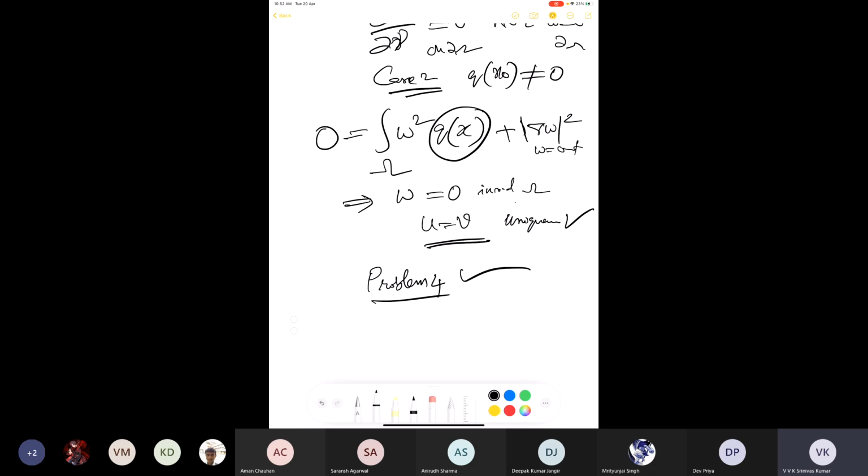And problem 5 is another version of the maximum principle. Problems 6 and 7 are also based on maximum principles. So we'll continue in the next class.